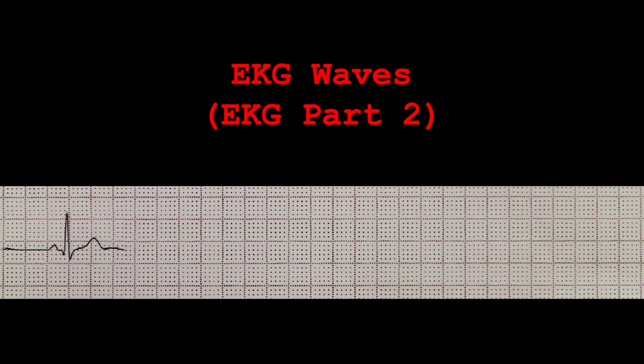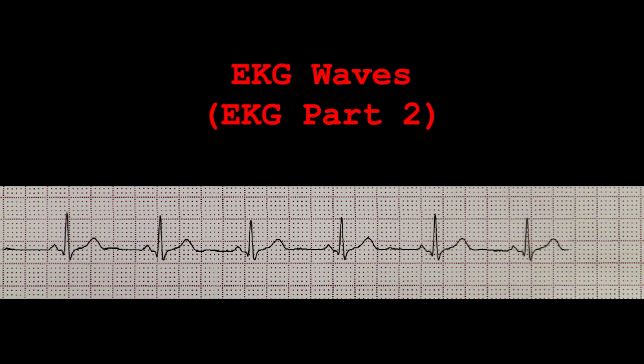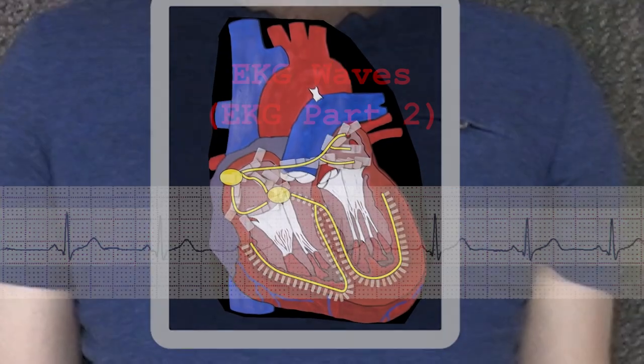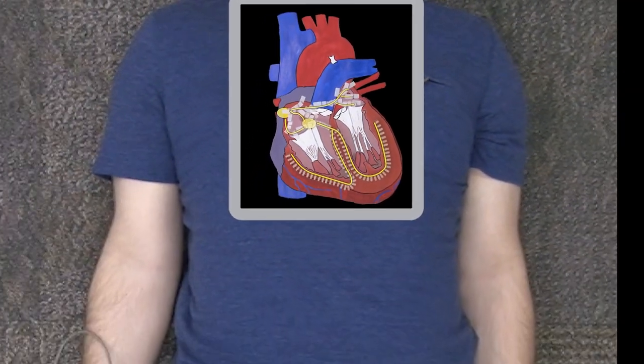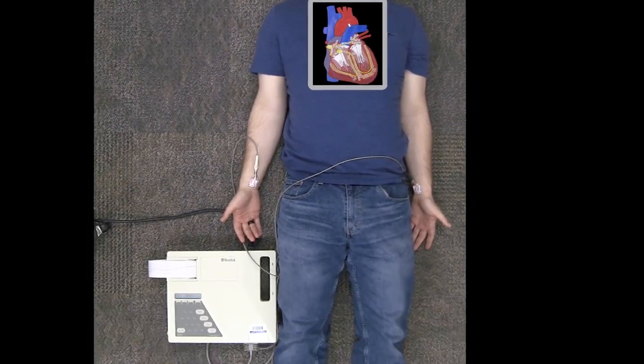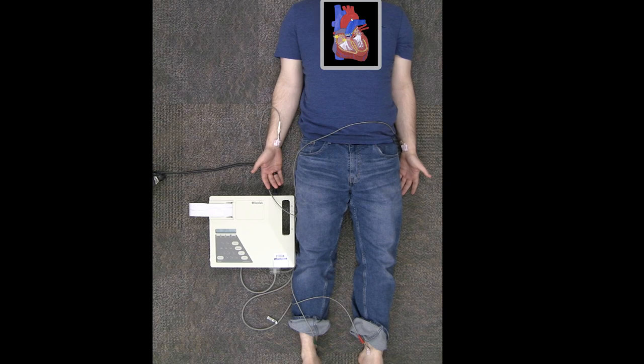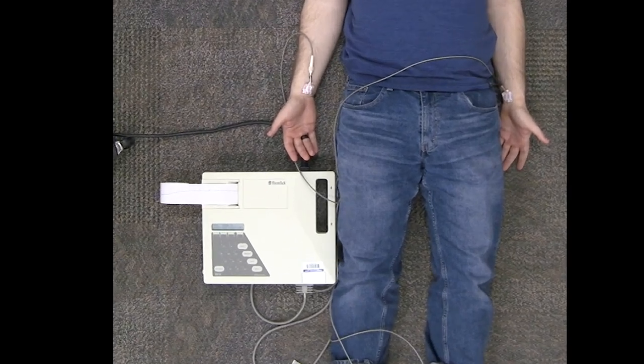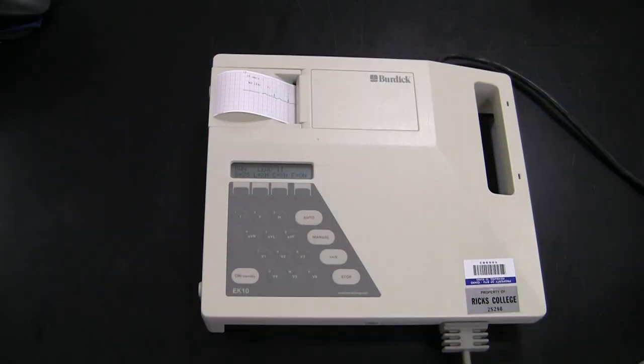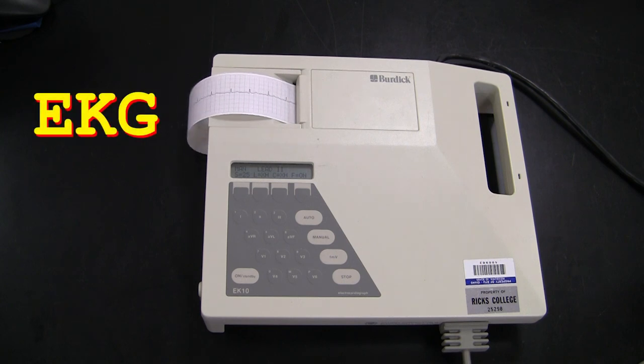In this video, we will show you how the spread of action potentials through the heart can be captured as a tracing on graph paper, which we call an EKG. Action potentials spread throughout the heart prior to every heartbeat. Because this electrical current has both direction and magnitude, we can use a special voltmeter to record their strength and direction. This creates a graph we call an EKG.